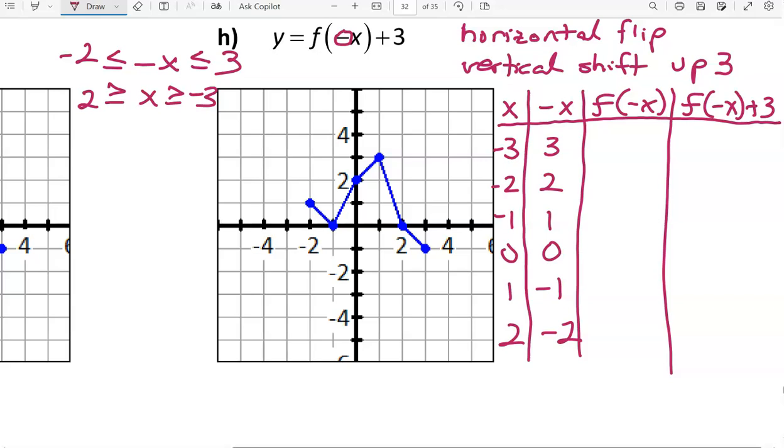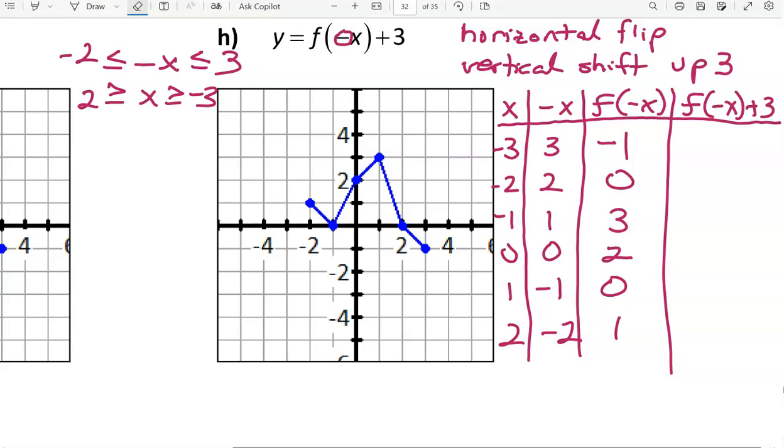Now, f of each of those values can be read from the graph. F of 3 is -1. F of 2 is 0. F of 1 is 3. F of 0 is 2. F of -1 is 0. And finally, f of -2 is 1.